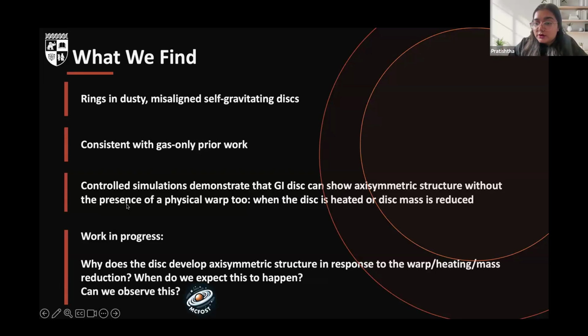And what we're trying to answer right now is why does this disk develop axisymmetric structure when the disk Toomre parameter changes rapidly? And when do we expect things like this to matter? When do we expect this to happen? And then the last thread of this would be whether or not we can observe this. And we would be doing synthetic observations with MCFOST first to figure that out.